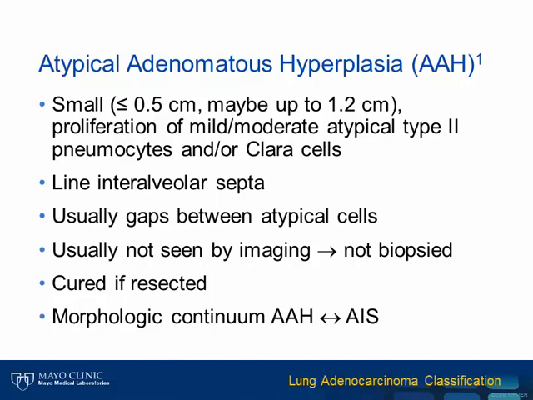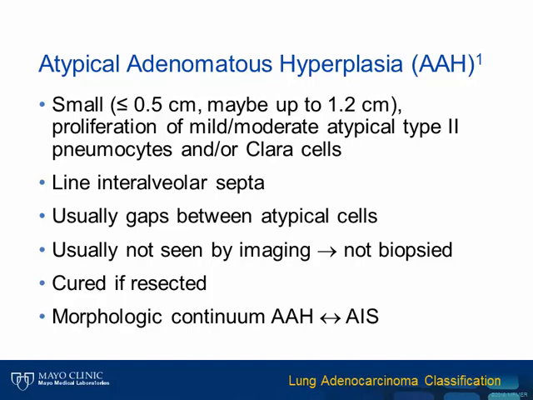These are small proliferations of mildly to moderately atypical type 2 pneumocytes and/or Clara cells that line usually slightly thickened interalveolar septa. There are in general gaps between atypical cells, and these areas are not seen by imaging, therefore they are in general not biopsied. If you see a biopsy that shows atypical cells lining thickened interstitium, this will not be atypical adenomatous hyperplasia since these lesions are not biopsied.